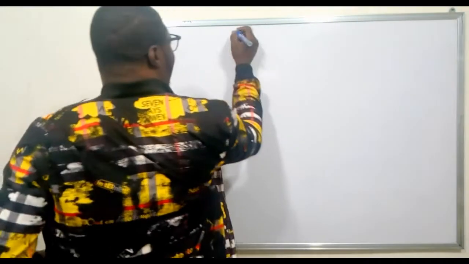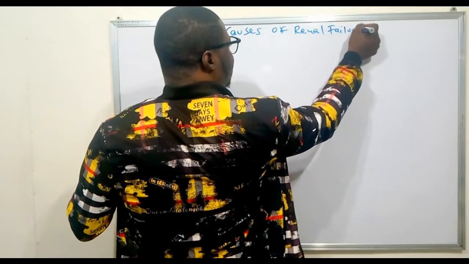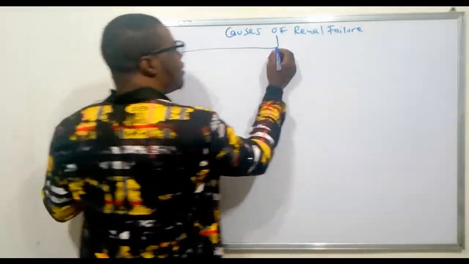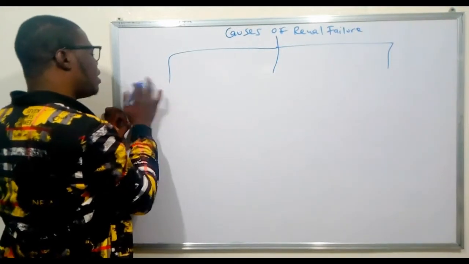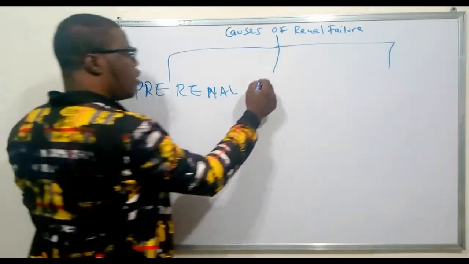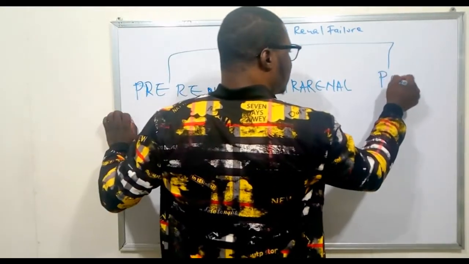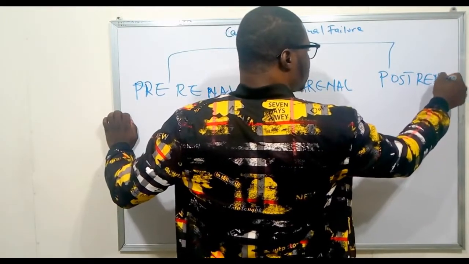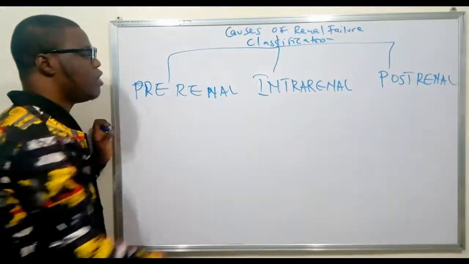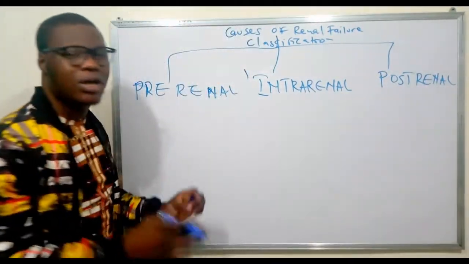Yeah, welcome back. So, talking about the causes of renal failure. The causes of renal failure can either be pre-renal, or intra-renal, or post-renal. Now, this is just the classification of the causes. So they classify the causes of renal failure based on whether it is pre-renal, intra-renal, or post-renal. So what's the meaning of all these terms?